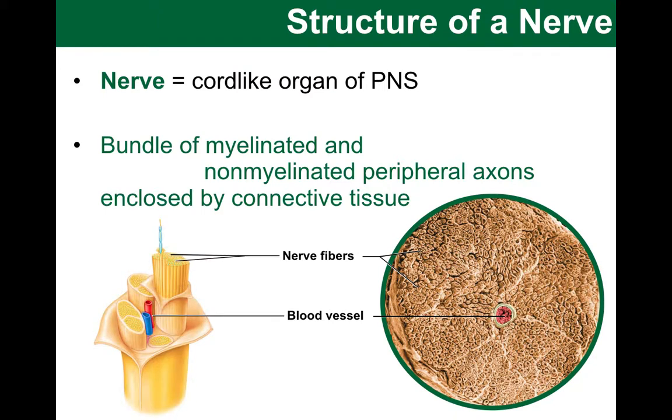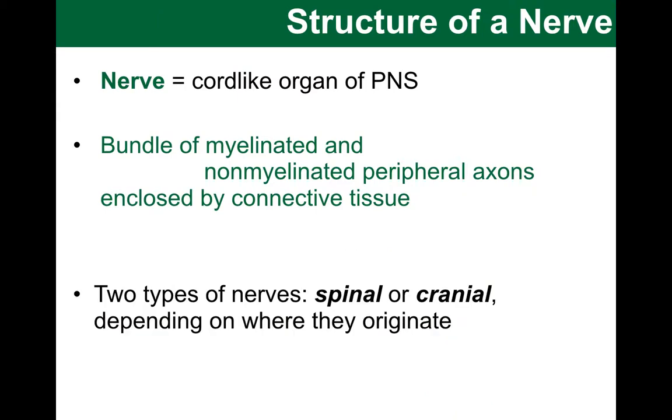And here is a rather nice diagrammatic representation of the same structures. And we also have multiple layers of connective tissue around the nerve fibers, as I said, so it gets packed on many levels. Well, the last thing that I want to add to this slide is that there are two types of nerves that we should note, and they are classified in two based on where they originate. These were spinal and cranial nerves.